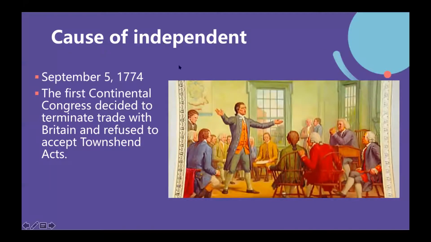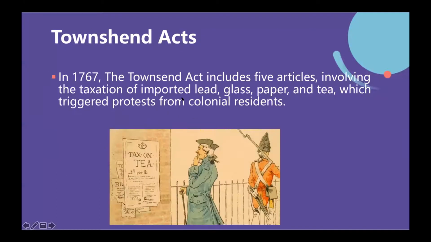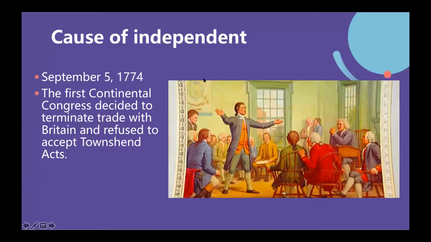So, the cause of independence. That is when they started to talk about independence, and that is how the independence movement comes up. On September 5, 1774, the First Continental Congress decided to terminate trade with Britain, and they didn't want to accept the Townshend Acts, which means the taxation of glass, paper, and tea. They were not going to follow Britain. Also at that time they prohibited anything made by Britain.